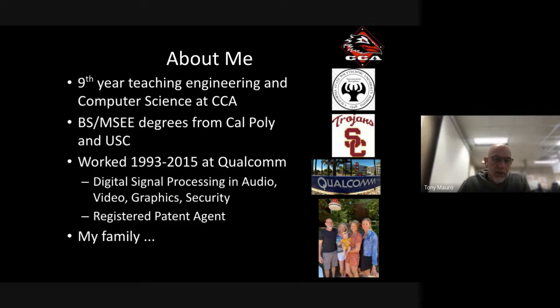And then I went and took the patent bar exam and became a patent agent and worked in the patent group for a couple years there. So I had a really good opportunity to do many different things at Qualcomm over the years. I started teaching at CCA part-time in 2008, and was doing that ever since, and finally went to full-time in the 2015 timeframe.